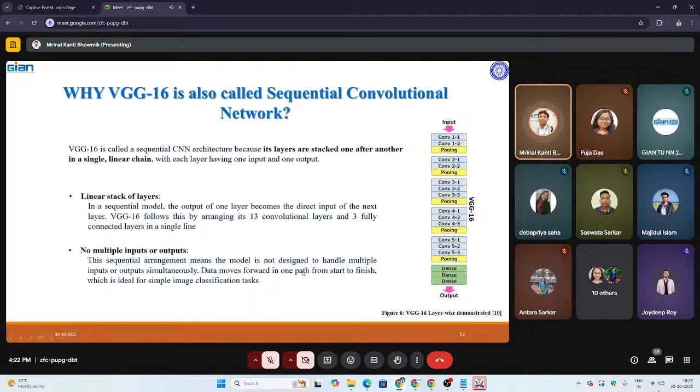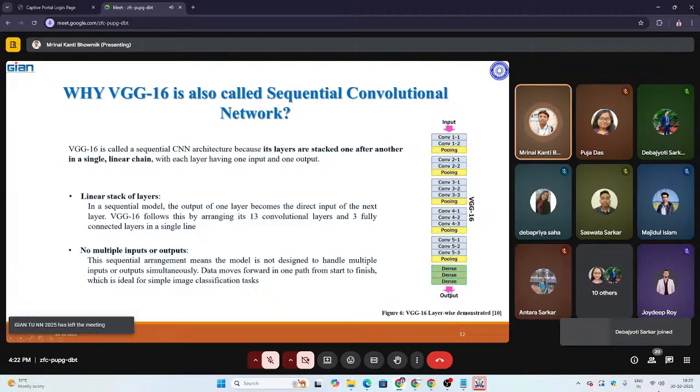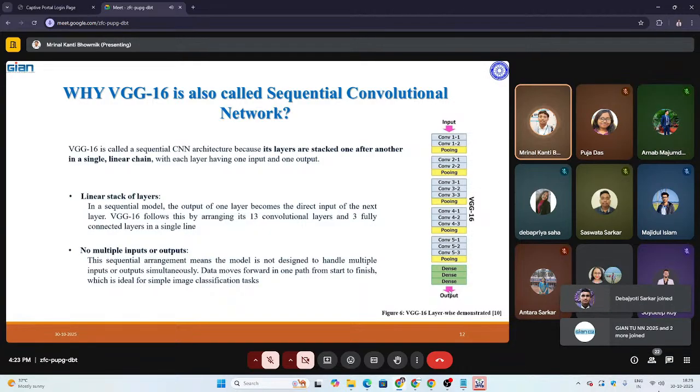So data moves forward in one path from start to finish, which is ideal for simple image classification tasks. For simple image classification, data just moves in one path: there comes one input, it goes through the layers, and finally we get the output. That's why it is known as a sequential convolutional neural network, because the whole architecture comes in a sequence, that is, in a linear manner.